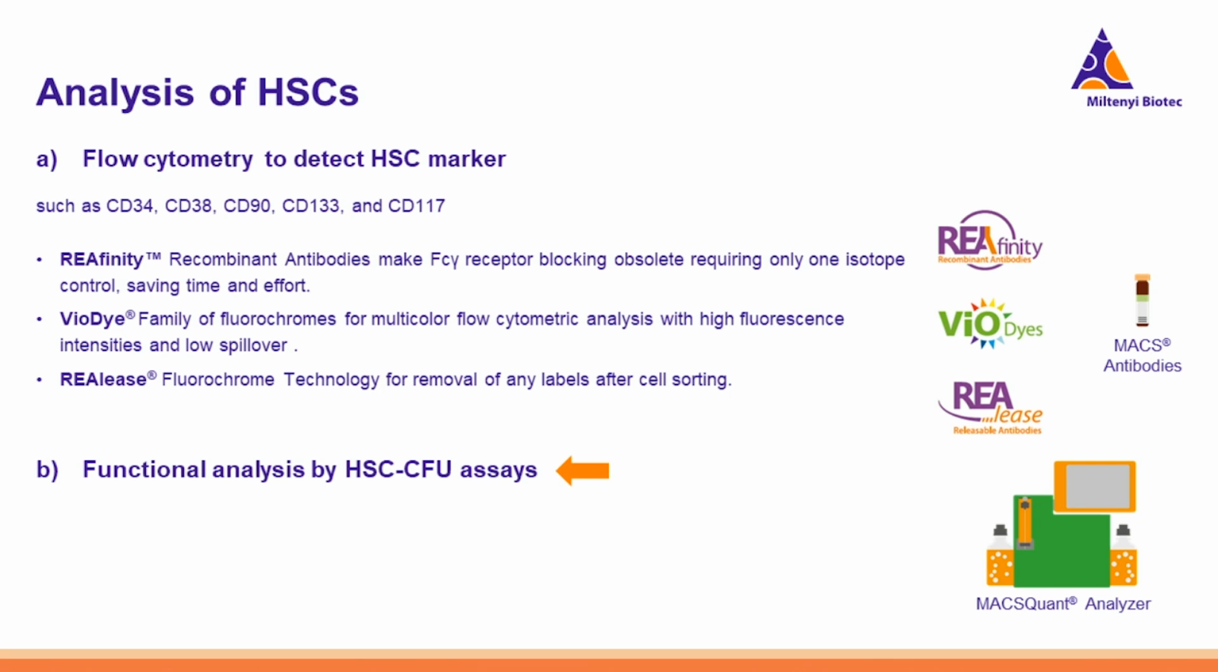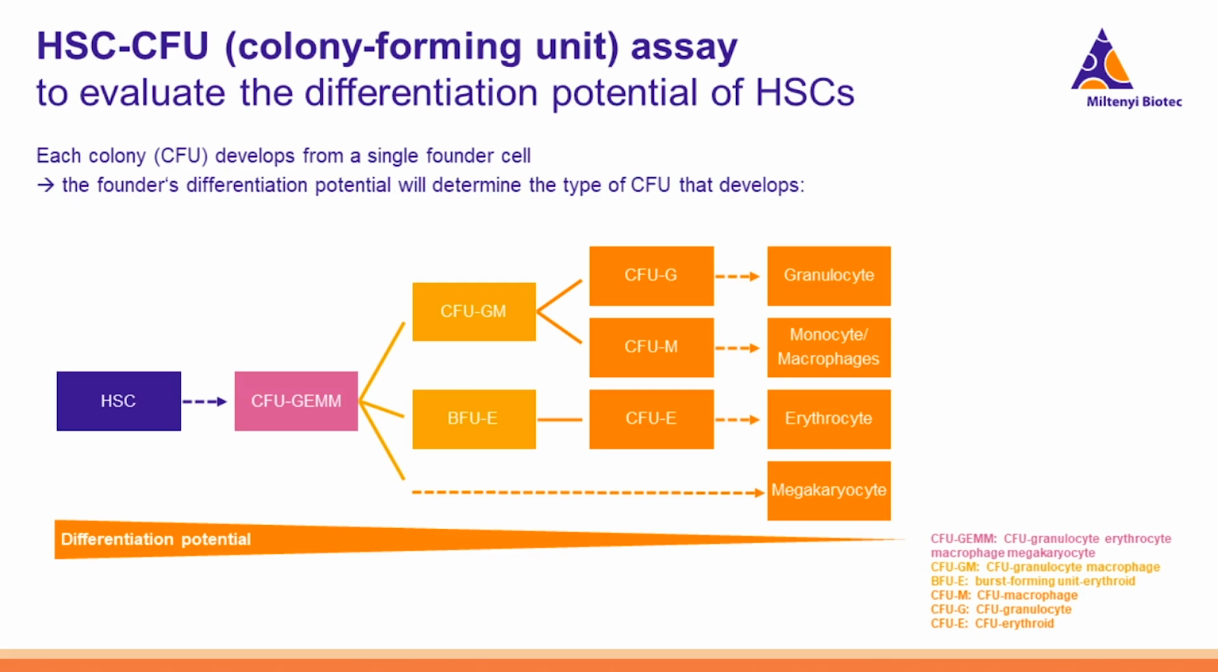Second, I would like to shift your attention to the functional analysis of HSCs. This is performed by HSC colony forming unit assay, short HSC CFU assay. HSC CFU assays help to examine the ability of HSCs to proliferate and differentiate into colonies in response to cytokine stimulation. This is performed in vitro.